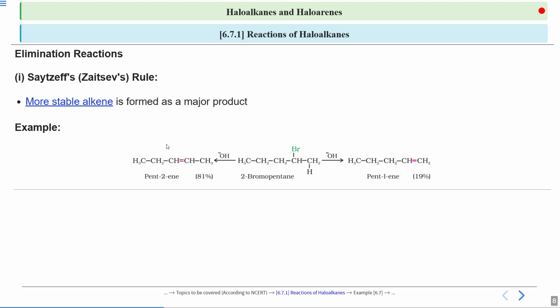So this product is the more stable alkene, so this is our major product according to Saytzeff's rule after the elimination reaction of the haloalkanes, or you can say 2-bromopentane.